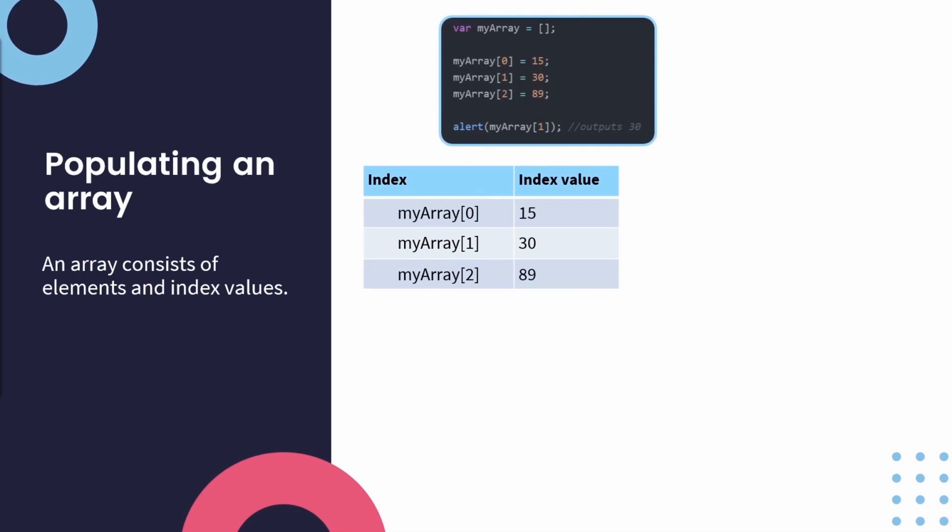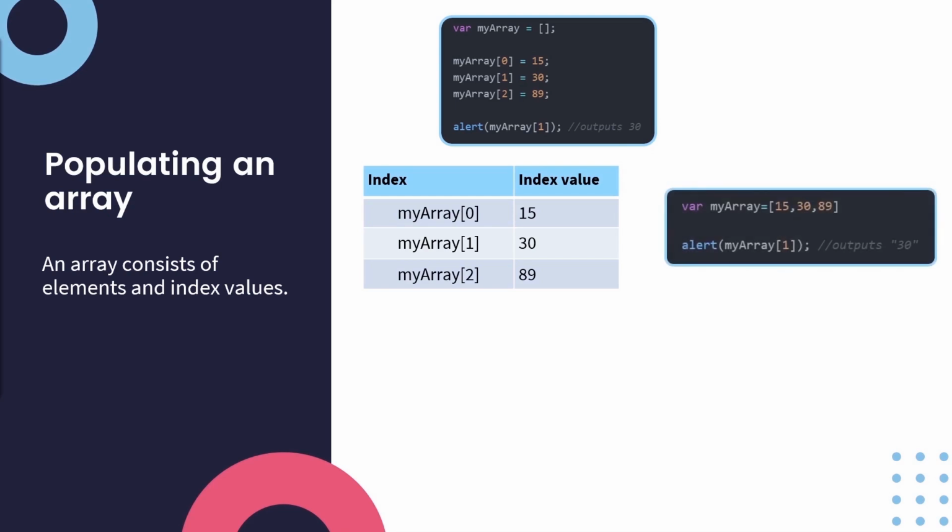Now, if we translate this into code, what we have is an empty array that we created, and then we've assigned those indexes with different values, with index values. And then when we call an alert function on index number 1, this would output 30, because at index number 1, that's where we stored the value 30.